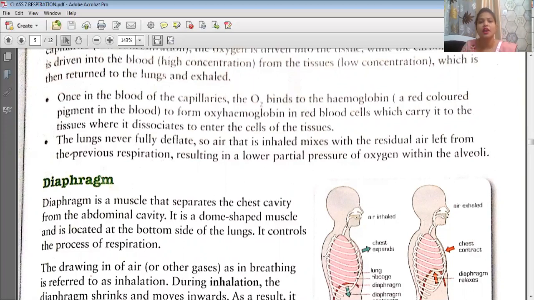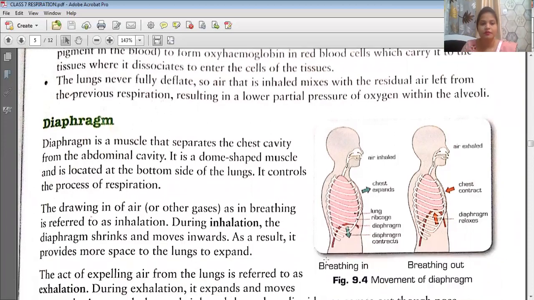Some amount of air always remains in our lungs, so that when we inhale, the fresh air will be mixed with the air from the previous respiration, like inhalation 3 mixing with inhalation 2. I hope you have understood this. When the fresh respiration mixes with the previous respiration, it results in a lower partial pressure of oxygen. So there will be a reason for the lower partial pressure. Again, pressure will be created.